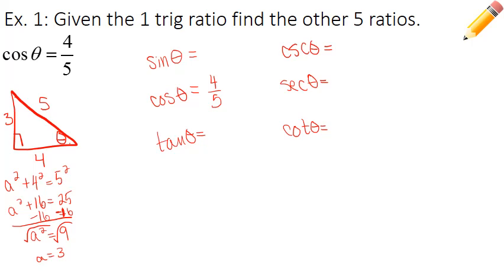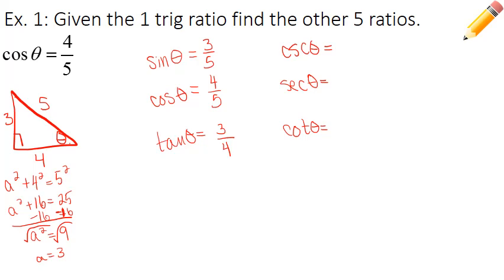So looking at my reference triangle that I drew, sine of theta is going to be 3 over 5, right? The opposite of theta, which is 3, that side, over the hypotenuse, which is 5. Now the tangent of theta, looking at my right triangle, is going to be the opposite, 3, over the adjacent side, 4.